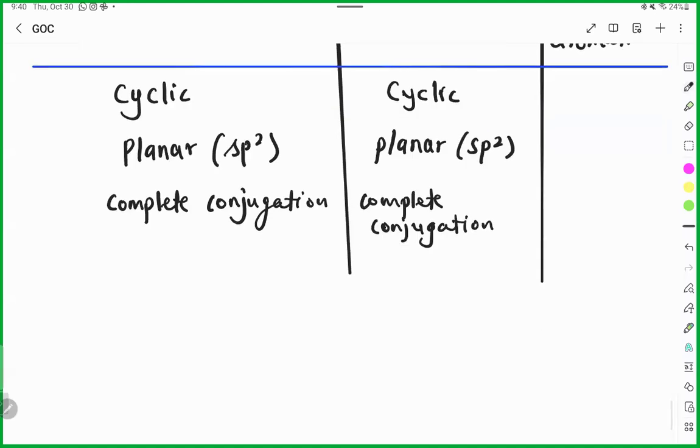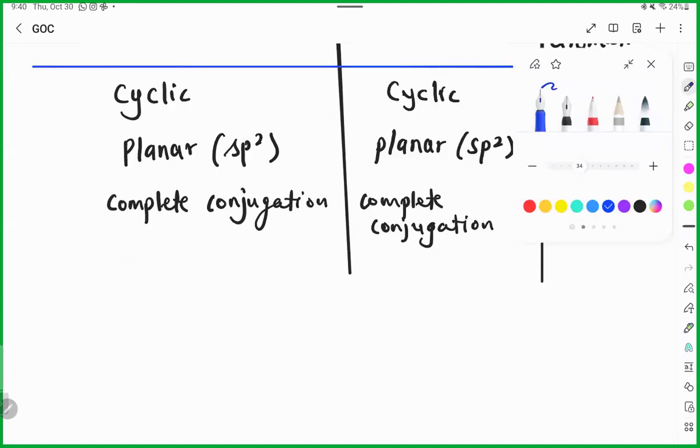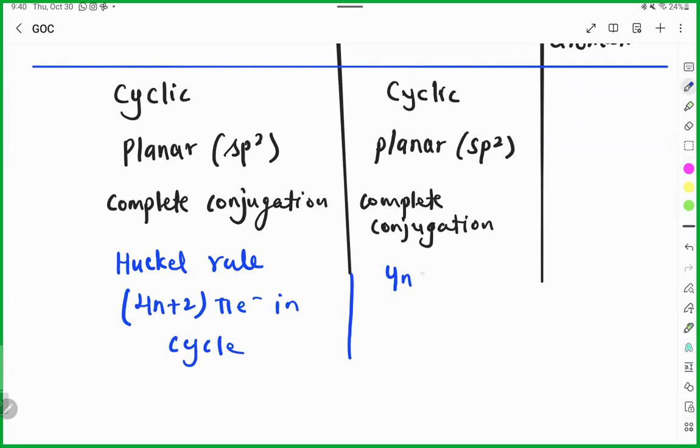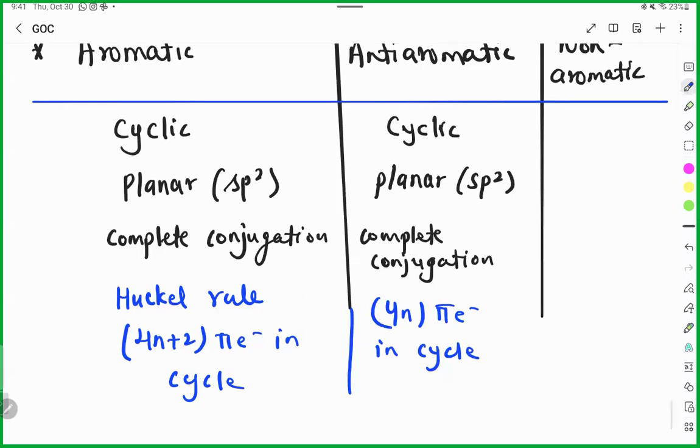Last and the most important difference is Huckel rule. Huckel rule is applicable only in the aromatic compound: 4n plus 2 pi electrons in a cycle. Here it is only 4n pi electrons in the cycle. That is the biggest difference between aromatic and anti-aromatic. 4n plus 2 Huckel rule, aromatic; 4n, anti-aromatic. Got it?